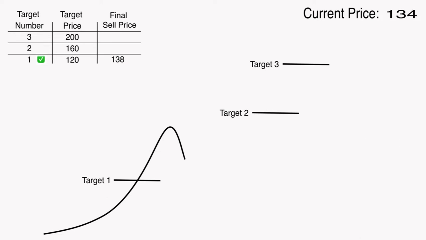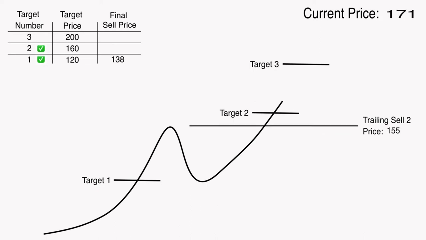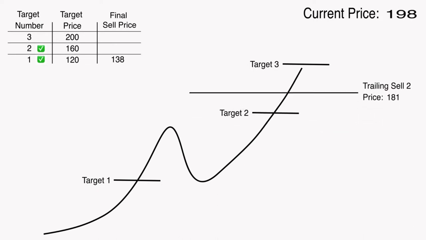Now the price will decrease a bit more before it starts increasing again and getting closer to our second sell target. Once again, as we hit the second target at $160, the coins will not be sold immediately, and instead a trailing sell order will be placed 10% below the target price at $144. As the price keeps increasing, the trailing sell order will keep trailing behind the maximum price that is reached by that same difference of $16.